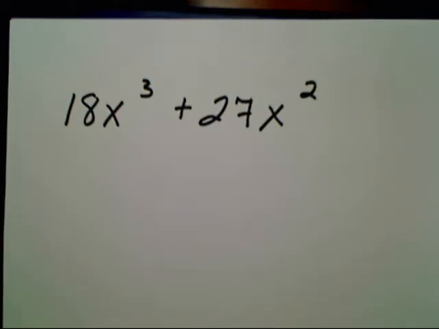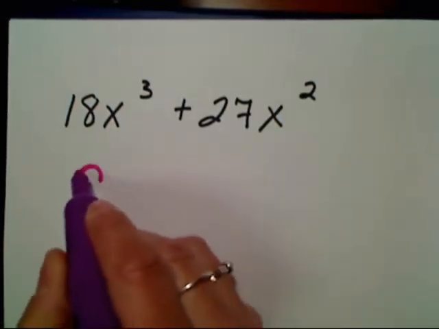In a problem like this, we want to know what goes into both 18 and 27. Now we could say that 3 goes into both of those, but 3 is not the greatest or the largest factor that they share. Think larger. Sure enough, 9 is the largest number that goes into both 18 and 27. So I'm going to be pulling out a 9.